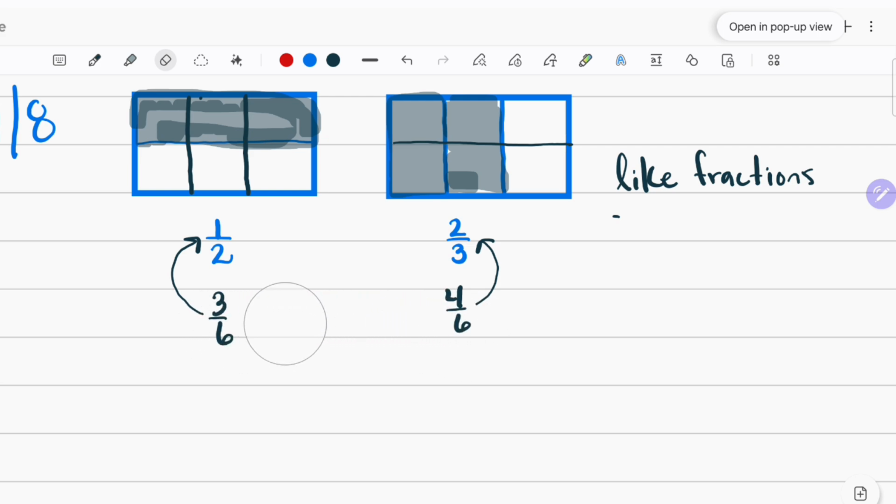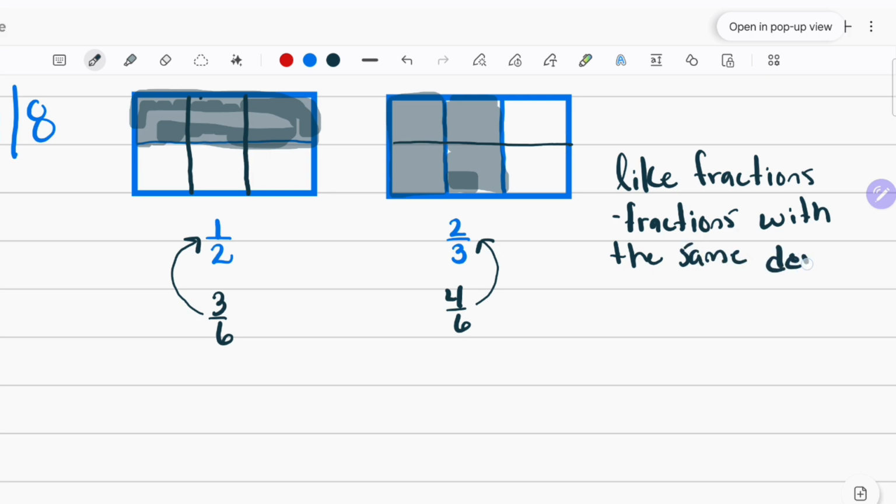There we go. That's more right. That's the most right answer. Like fractions are fractions with the exact same what? Denominator. So let's get that down. Fractions with the same denominator. All right? Fractions with the same denominator. All right? Put this note down.